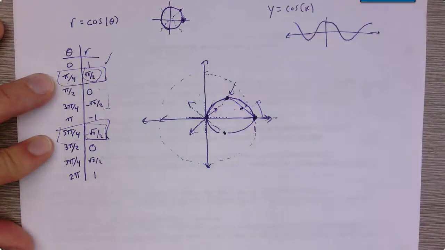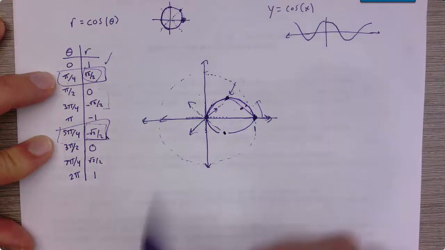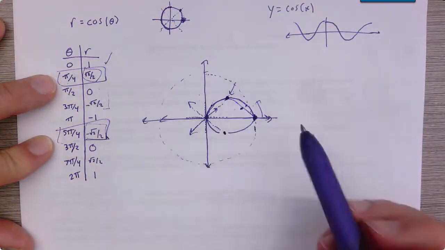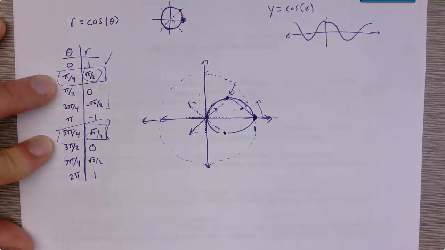So if you're pausing thinking, oh, wait a minute, what just happened? Pause the video. Go back and think this through really carefully. You can get it, but you have to reconstruct it for yourself. Think step by step, what direction, what distance, and reconstruct the picture.